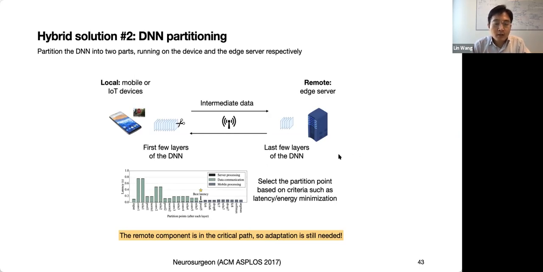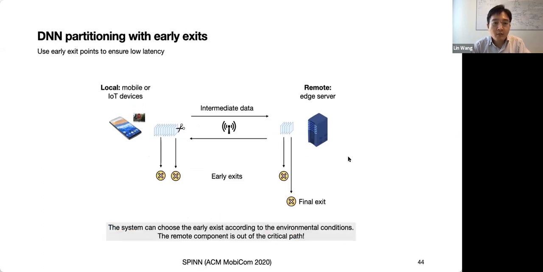And of course, we can try to improve this solution a little bit by incorporating something called early exit. So I'm not a machine learning expert, so not really into this kind of techniques. But at a high level, the idea is like, instead of having one exit point of the deep neural network at the end, we can insert some sort of intermediate exit points.